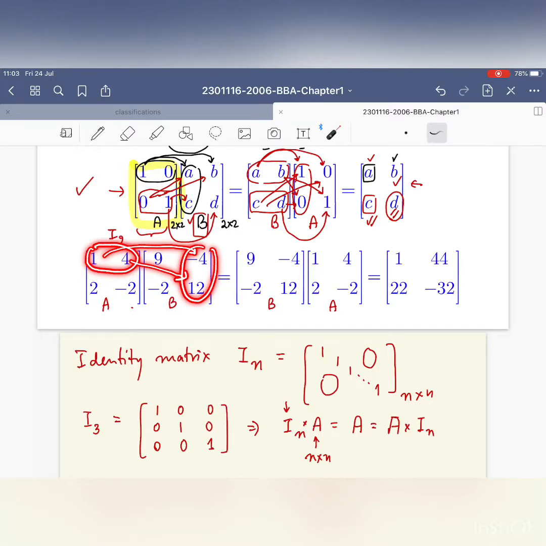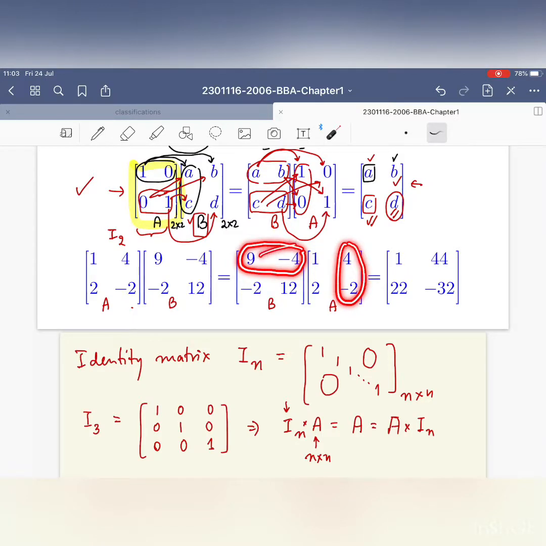So 48 minus 4, it is 44 right here. You see the second row, the first row, second column. So look at the same place, the first row, second column. So you have 9 and 4, which is 36, and then -4 and -2, which is 8. So 36 plus 8, you got also 44. Okay, this is your first row, second column.